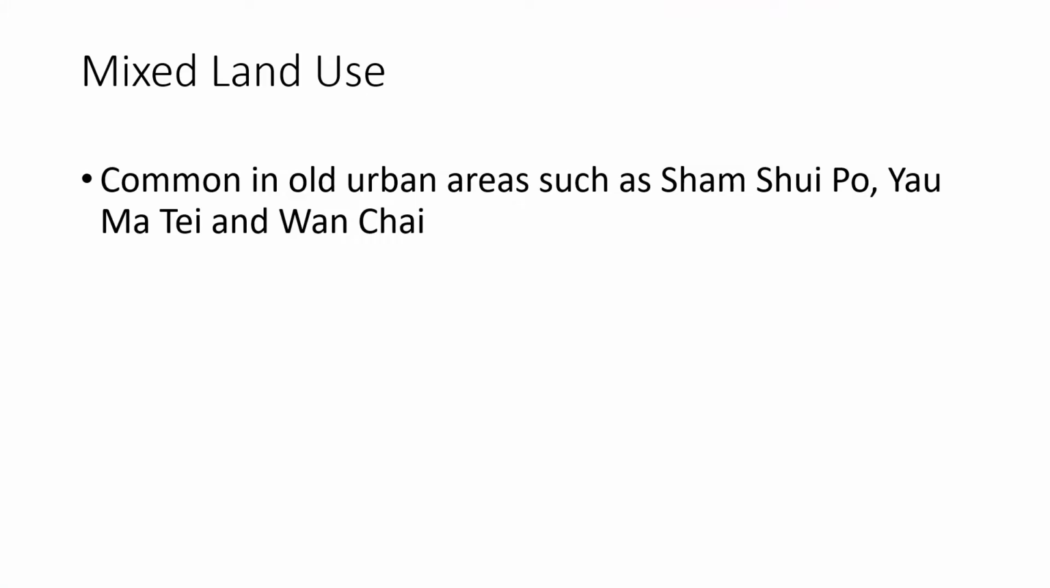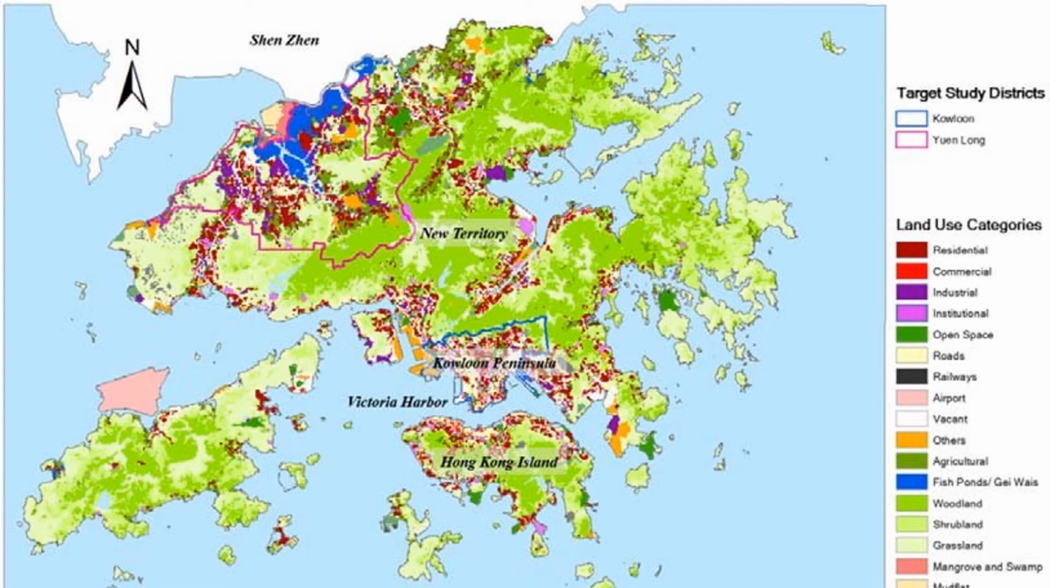And the third type of land use is mixed land use. And you can see this type of land use in areas such as Sham Shui Po, Yau Ma Tei, and Wan Chai. So here is Sham Shui Po, Yau Ma Tei, and maybe Wan Chai here.